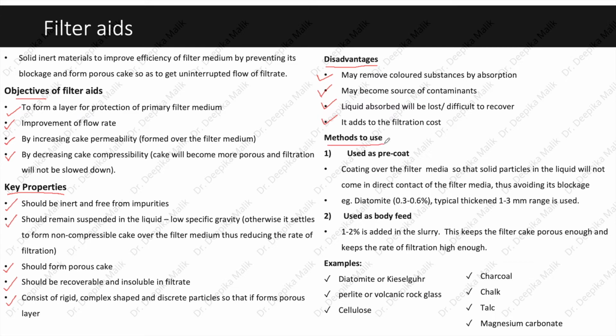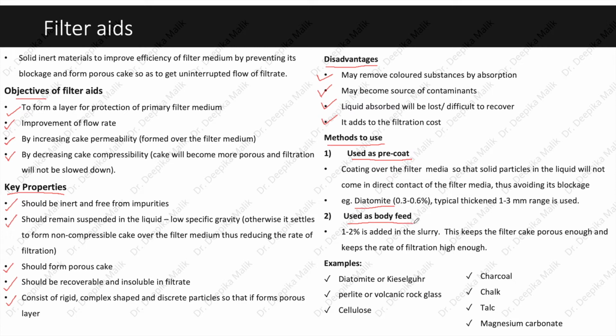Further, we discussed two different methods in which filter aids can be used. First is by using it as a pre-coat. Filter aid is coated over the filter media so that solid particles in the liquid will not come in direct contact with the filter media, thus avoiding its blockage. For this kind of coating, we can use diatomite.